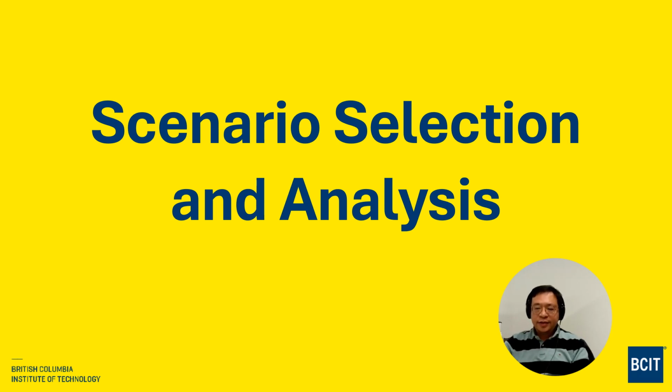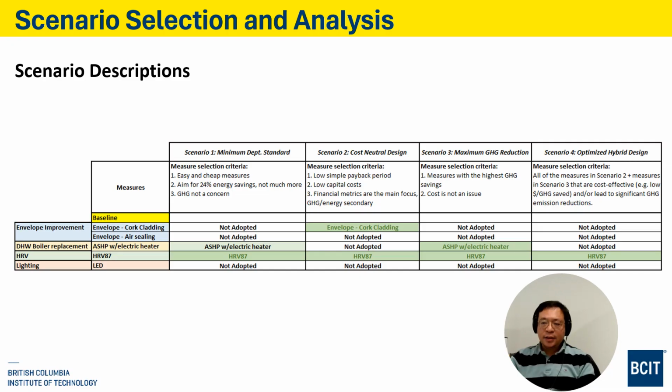About the scenario selection and analysis. Now we put forward four scenarios. The first one is the minimum department standard. The second one is the cost-natural design that mostly considers the capital cost and the lower simple payback period. The third one is the maximum greenhouse gas reduction. The final one will be the optimum hybrid design.